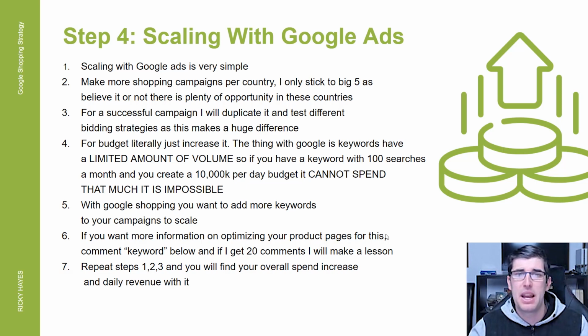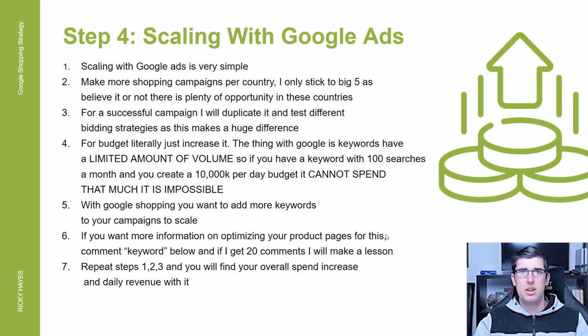For a successful campaign, I duplicate it and test different bidding strategies. That's a more advanced thing. I'm not going to get too much into it, but it can make a huge difference. An example, TROAS versus TCPA, and what you set them at, and give it time. You can see a huge difference. I've seen up to 50% reduction in cost per purchase just by testing a simple little thing like that.